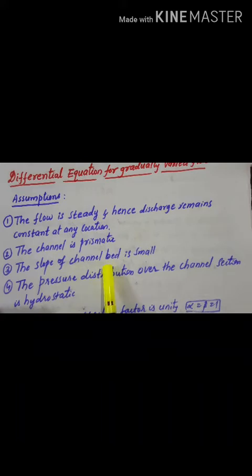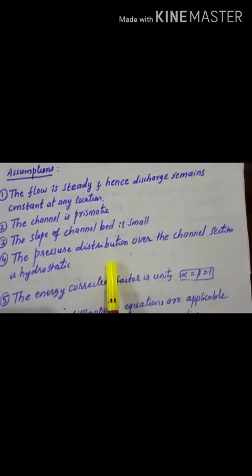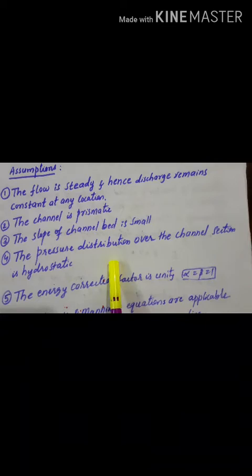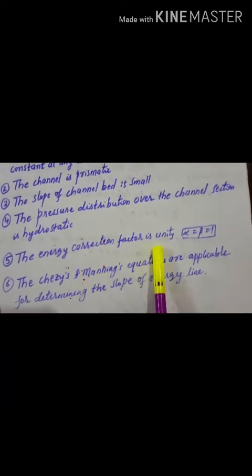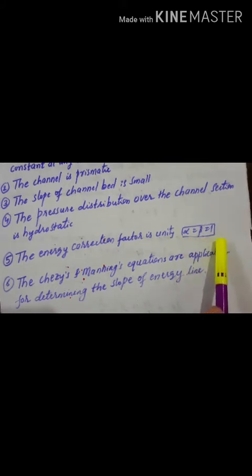Then the slope of the channel bed is small. Whatever slope is provided for the channel bed, it is very small. Then the pressure distribution over the channel section is hydrostatic. Then the energy correction factor is unity. There is no correction factor for kinetic energy as well as momentum; that is, alpha equal to beta equal to 1 is to be taken.